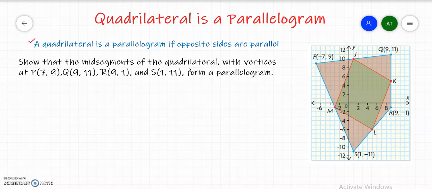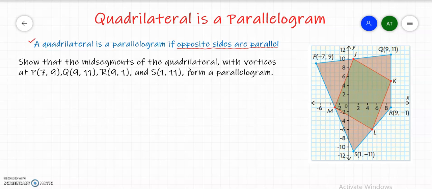A quadrilateral is a parallelogram if opposite sides are parallel. We just have to show that the opposite sides are parallel. It means that the quadrilateral is a parallelogram. So how do we show that the opposite sides are parallel? It means that the opposite side slopes must be the same.